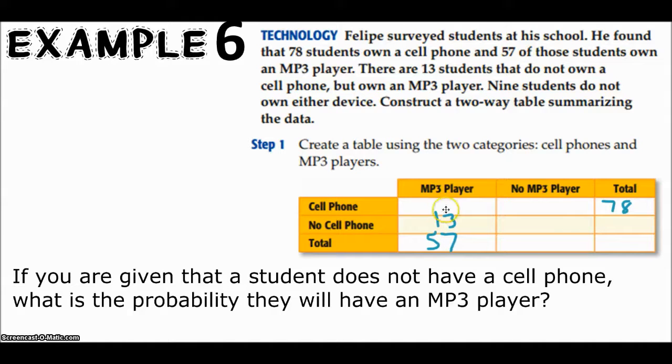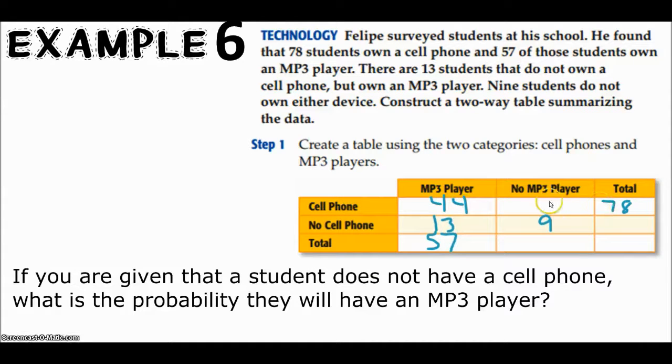Then 9 students don't own either one. So no cell phone, no MP3 player, that would be 9 students. Construct a two-way table summarizing the data. Now here's what we can do. I know that 57 students in total own an MP3 player. 13 don't have a cell phone. So 57 minus 13 means that there are 44 kids with both a cell phone and an MP3 player.